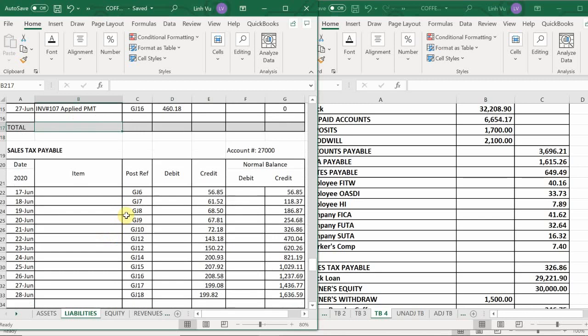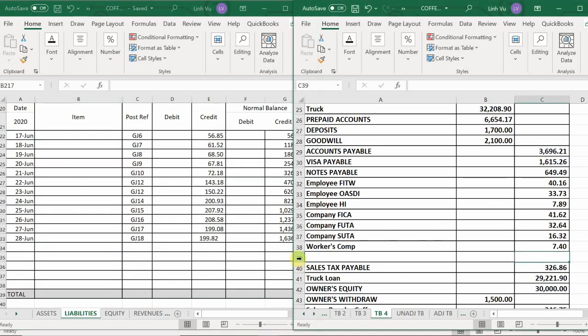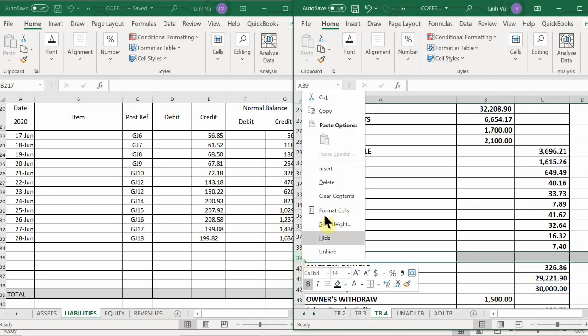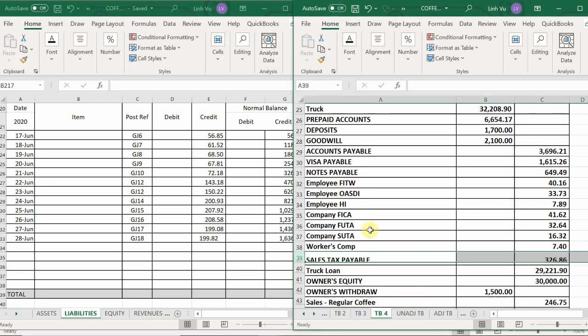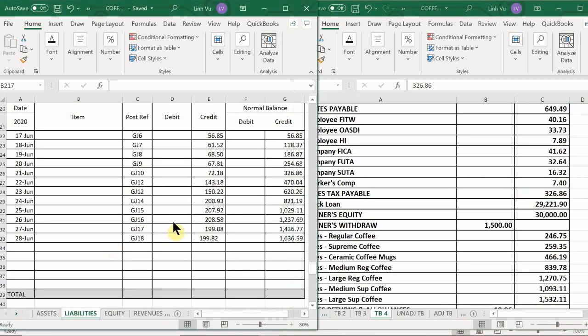Then we have sales tax payable. I inserted an extra row by accident, so if you know how to clean it up, just click on that row and you can delete it. What about my sales tax payable? What's my balance in my sales tax payable amount? $1636.59.